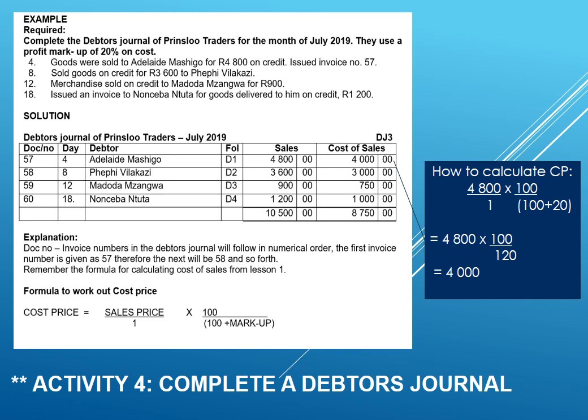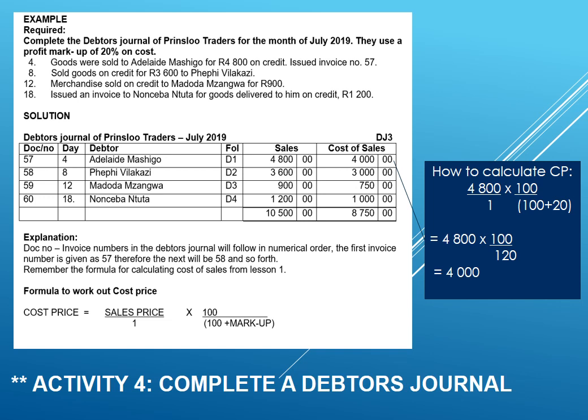First of all, make sure that your heading is correct. Debtors journal of Prinsloo Traders for the month July 2019 or dash July 2019. They did not give us the number of the debtors journal to use. If they don't give you one, you can use any number. Once again, in this case, it just could not be number 1 because we're not starting with a 001, but any other DJ number would suffice. All right. So on the 4th, the document number was 57.